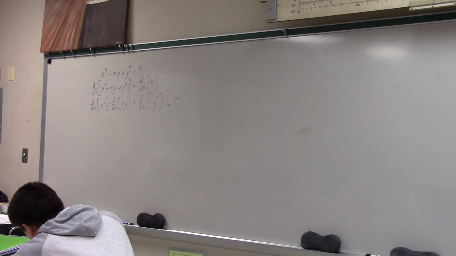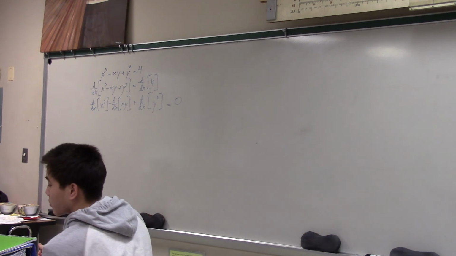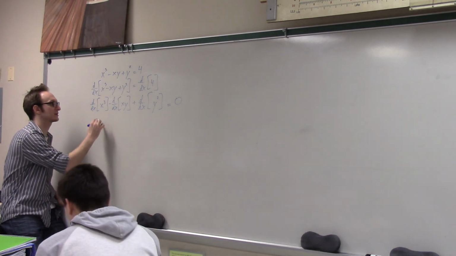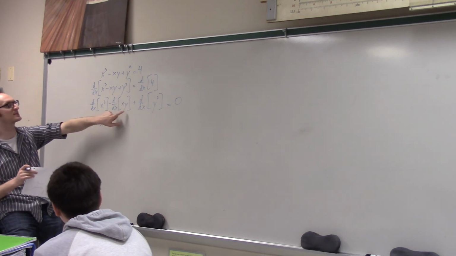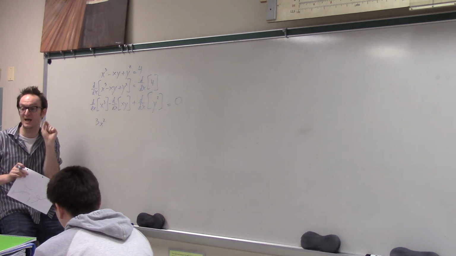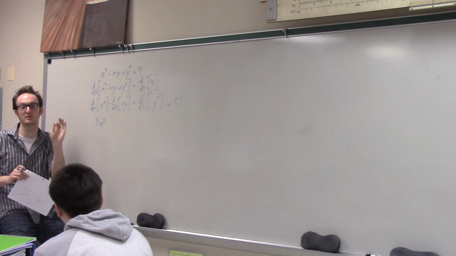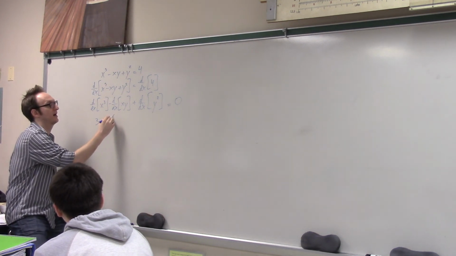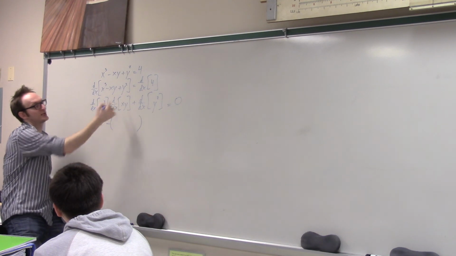Do you want another minute, or do you want me to do it? You guys look mostly done, so I'll just keep going. So what is the derivative of x cubed? Well, that's just 3x squared. What is the derivative of xy? Well, careful. To take the derivative of xy, I need to use the product rule, right? So this is going to be minus whatever I get when I differentiate x times y.